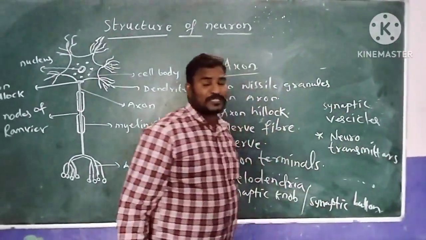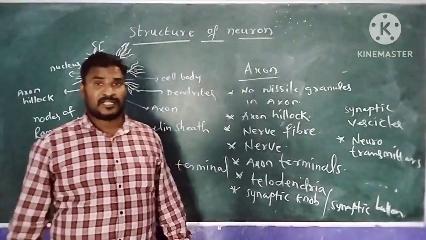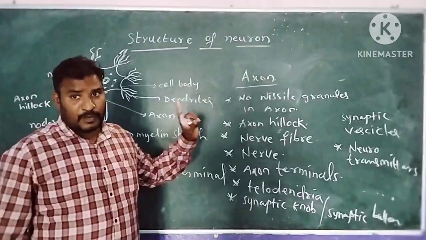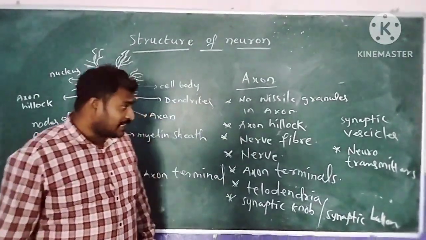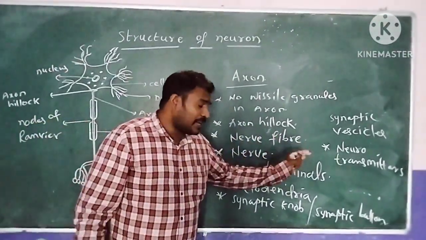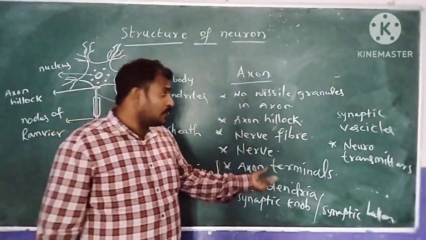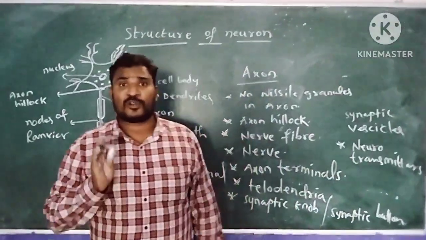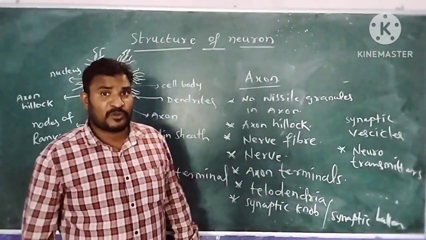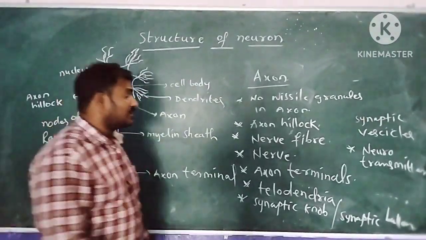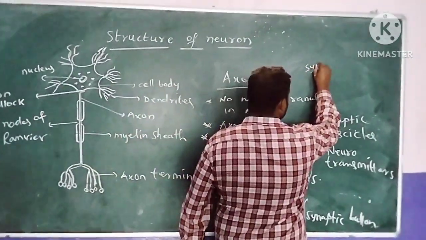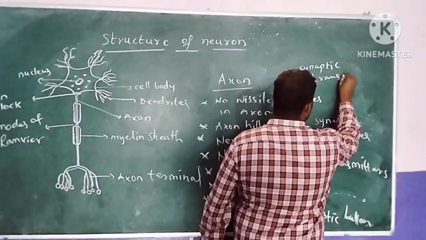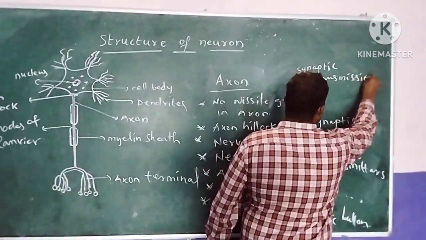These neurotransmitters are the chemicals which help in the transmission of the action potential from one neuron to another neuron. That is why the action potential is transported from one neuron to another through chemicals called neurotransmitters. That kind of transmission is known as synaptic transmission.